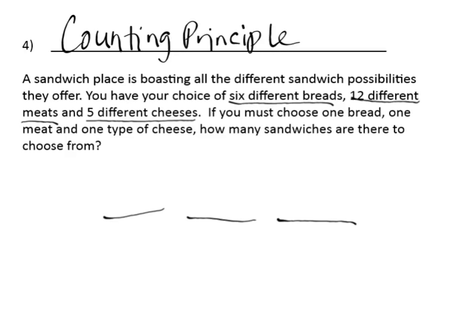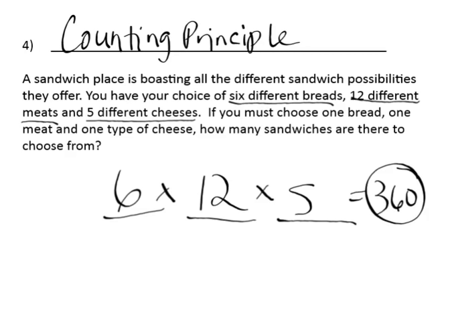What we do is we say, how many ways are there to choose bread? 6. How many meat choices do we have? 12. And how many cheese choices? 5. And to find out how many possible outcomes there are, we multiply. 6 times 12 times 5, and we get 360 possible outcomes.